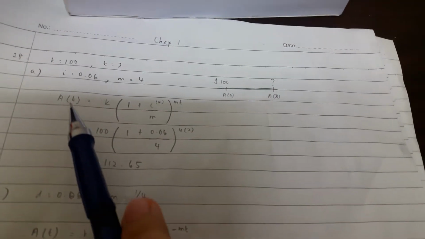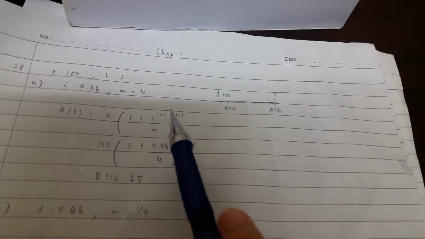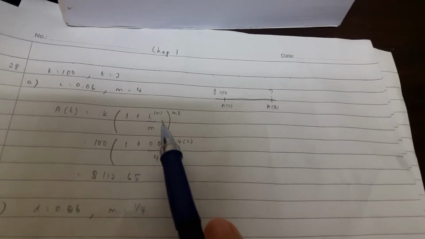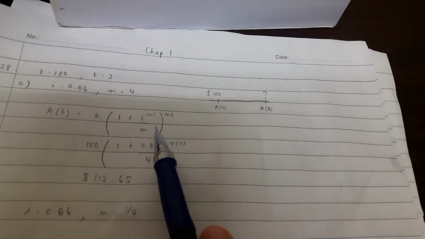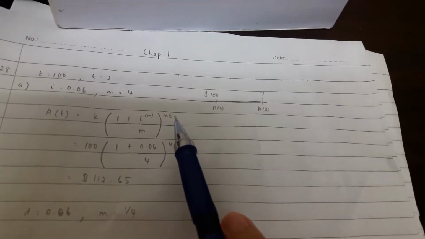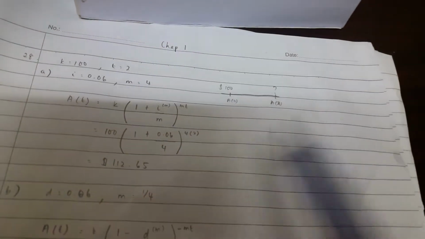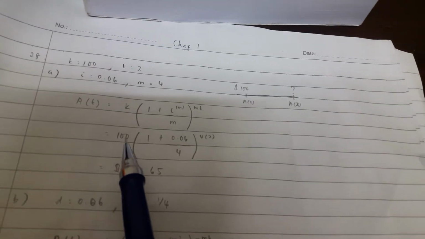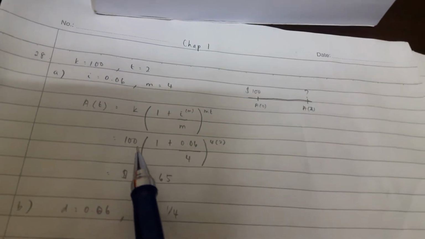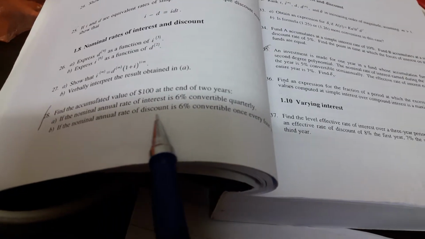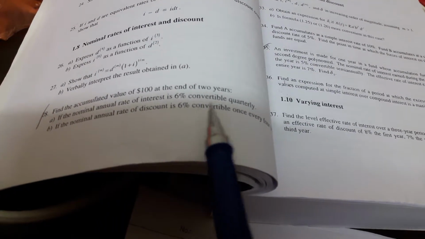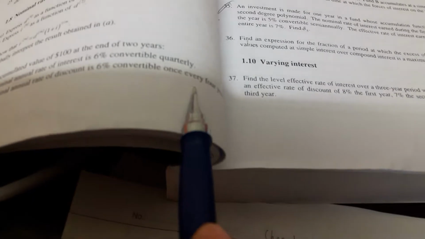And you'll use the formula A(T) is equal to K times a(T), and a(T) is using this formula (1 plus i over m) to the power of mt. And you insert the values and you'll get $112.65.